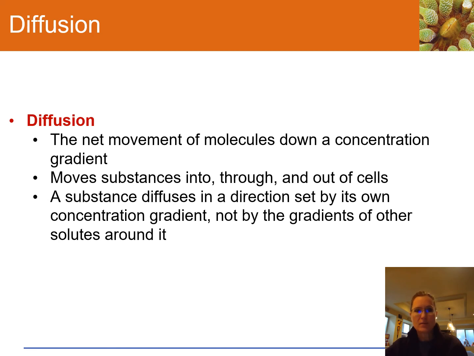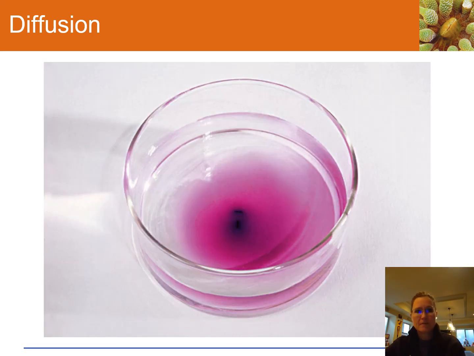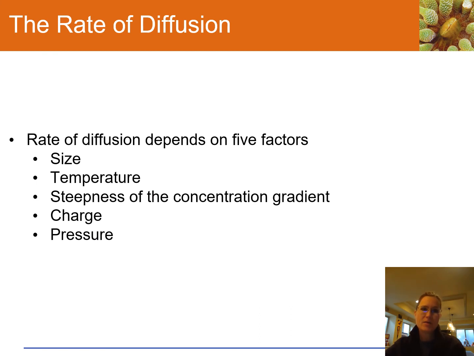And so diffusion is just from an area of high concentration to an area of low concentration. It's called going with the concentration gradient. It does not require energy. And so this is just a picture of it diffusing from an area of high concentration to low concentration. And then the rates of diffusion depend on five big things. How big it is, the temperature of the water, or the environment, I guess I should say, how steep the concentration gradient is, how big the difference is between one side of the membrane and the other side of the membrane, or one area of the environment to another.